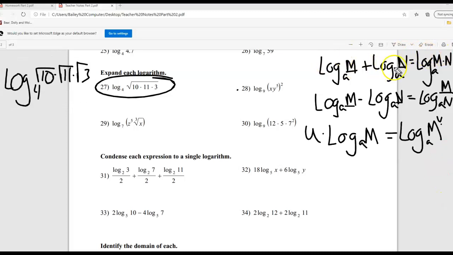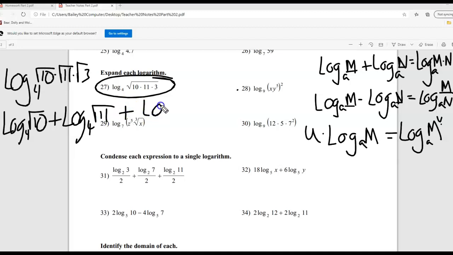So according to my rules over here, if I have one logarithm with 2 things being multiplied together, I can split that up into 2 separate logs. So it's going to be log base 4 of the square root of 10 plus log base 4 of the square root of 11 plus log base 4 of the square root of 3.